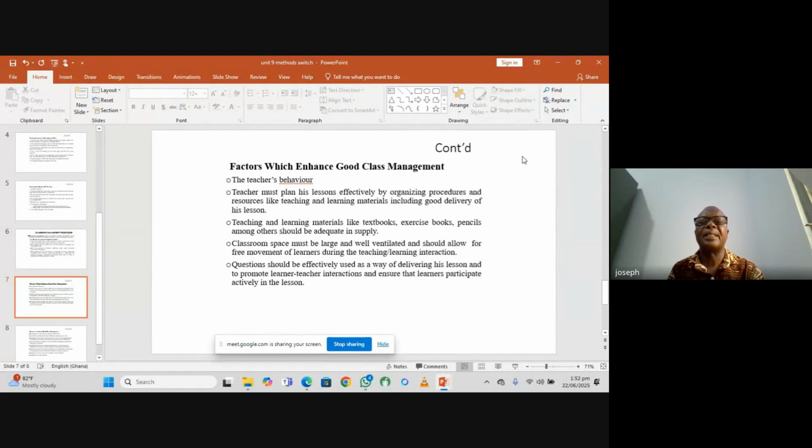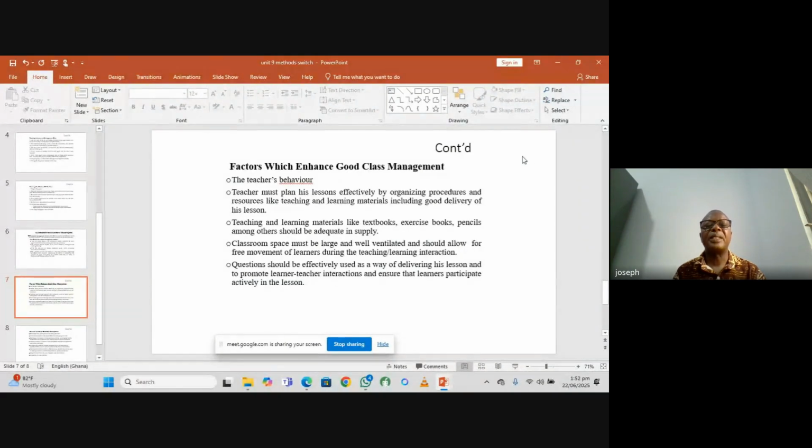The teacher must plan his lesson effectively by organizing procedures and resources like teaching and learning materials, including good delivery of his or her lesson. Teaching and learning materials like textbooks, exercise books, and pencils must be adequately supplied to your learners so that everybody will be able to use the resources in the teaching and learning process. Classroom space must be large for easy working and supervising them. There should be enough ventilation in the classroom so that the learners will feel comfortable during the teaching and learning interaction.